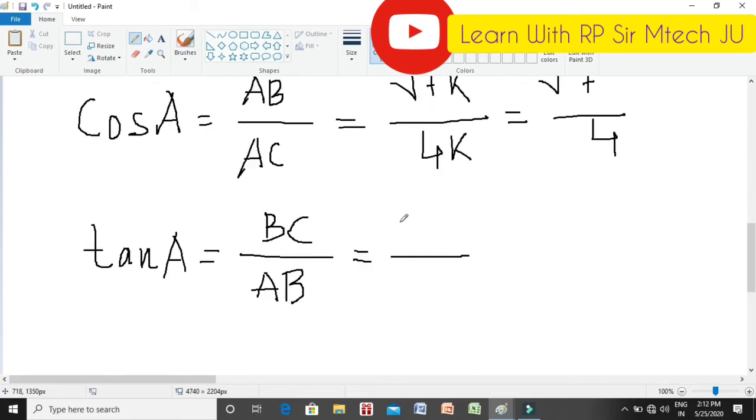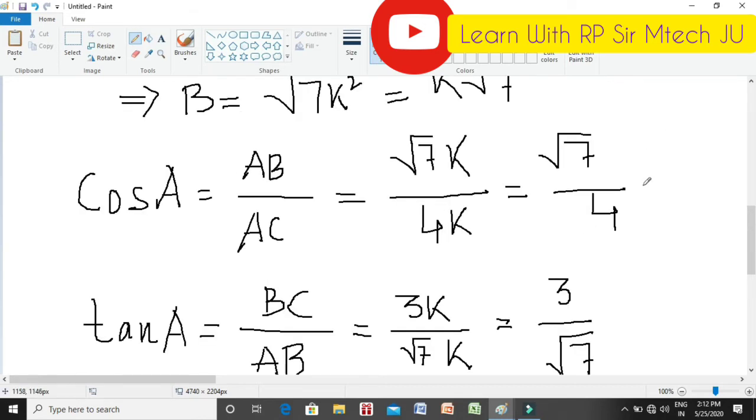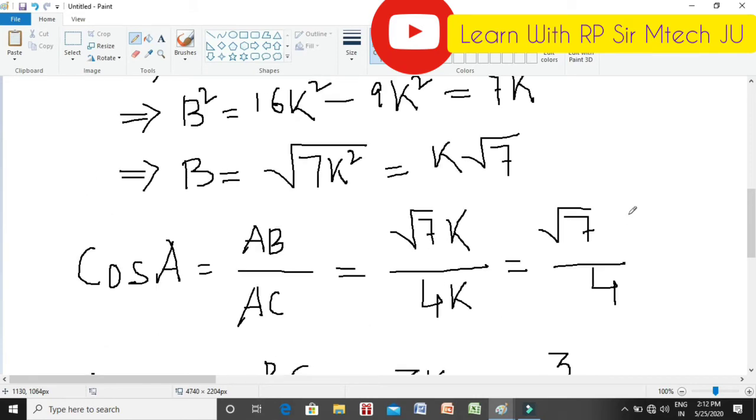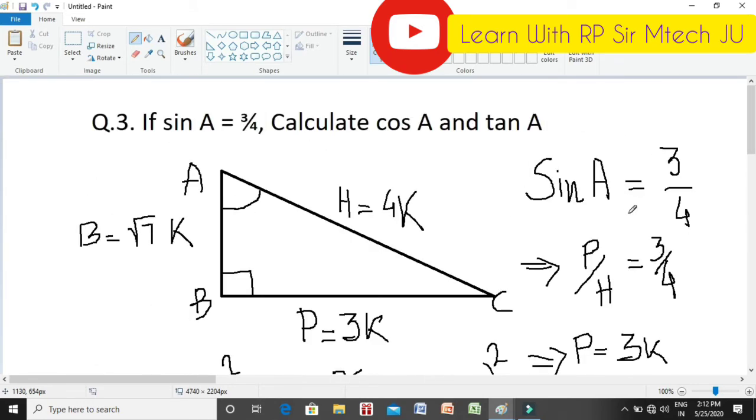So 3k divided by root 7k. So ultimately we are getting 3 divided by root 7. Okay, so that is the value of tan A. So this is cos A and this is tan A. So this is the end of this particular question. Okay, I hope you have understood this one.